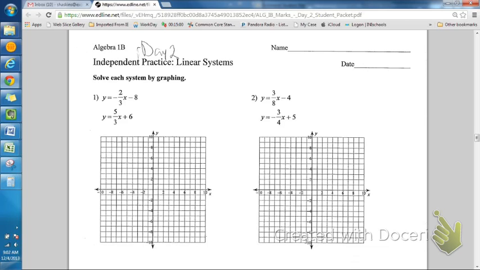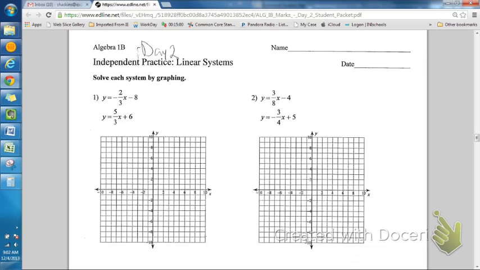Okay. So with systems of equations, these are two equations that you're going to graph on the same coordinate plane. Where they intersect is the only solution to the equation, if there is a solution. So I'm going to demonstrate the first problem with you. Both of these equations are in slope-intercept form, and that's your first step, is to make sure that all equations are in slope-intercept form. And then you're going to graph each equation separately.